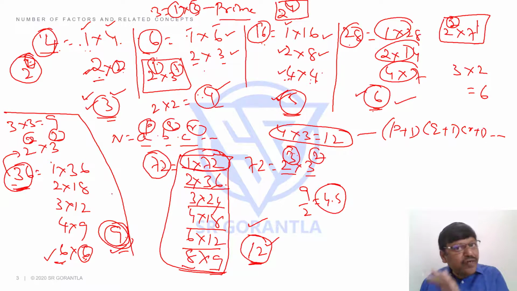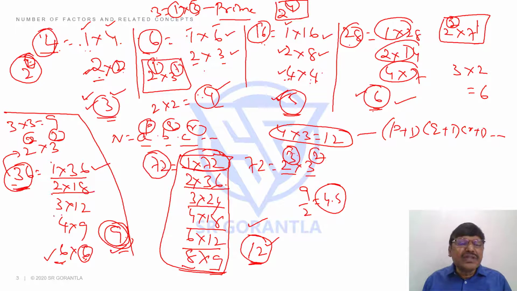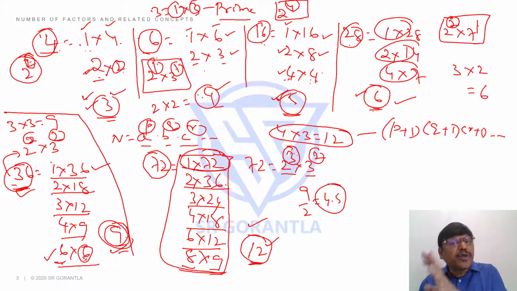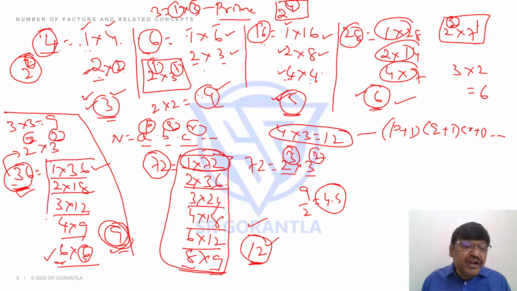When will it be 4, when will it be 5? Students, 1, you can see this is one method. This is 2, 3, 4, 5 ways I am writing it. Suppose if I ask you, students, 36 can be expressed as a product of 2 factors in how many ways? My answer is 5. 9 by 2, 4.5. It can't be 4.5. It has to be 5 ways. But suppose if they ask you 36 can be expressed as a product of 2 different factors, how many ways?